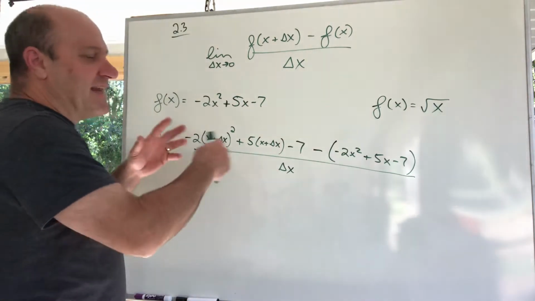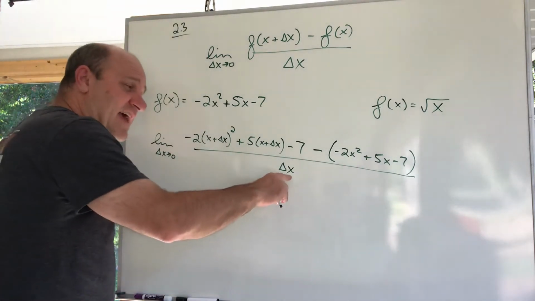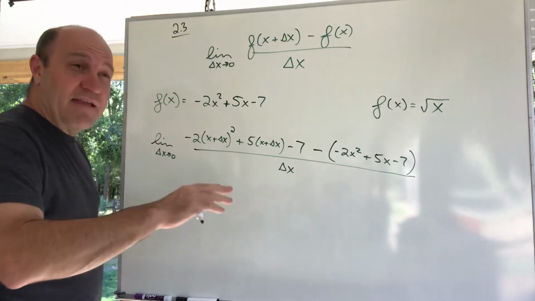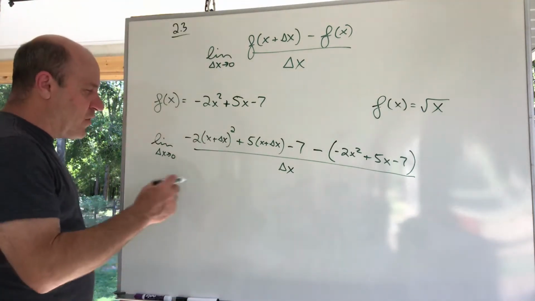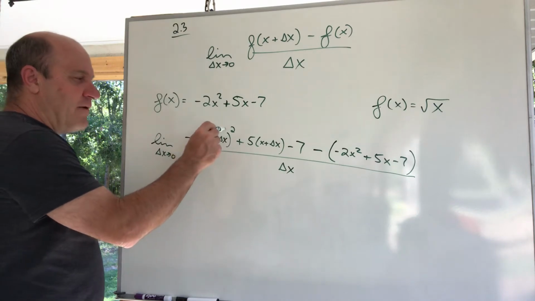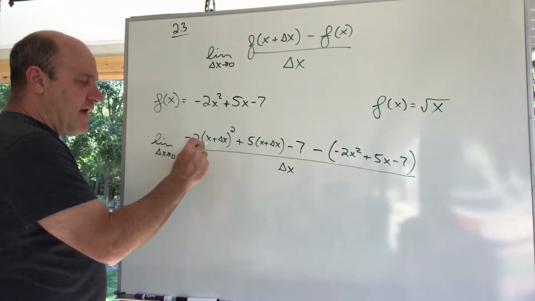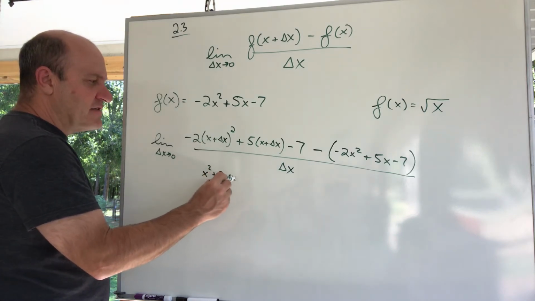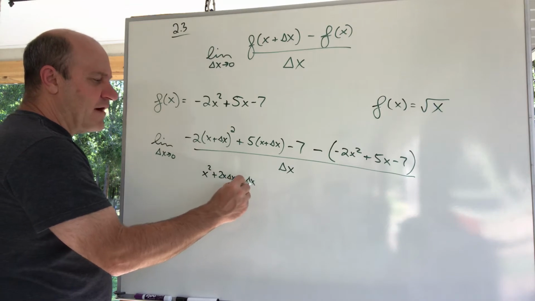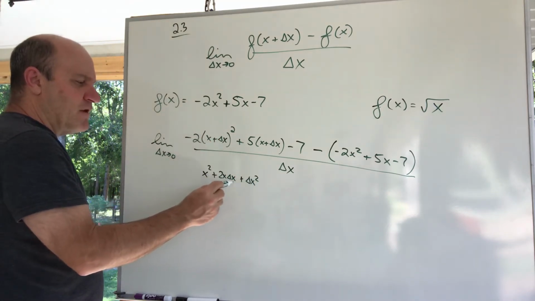What you've got to do is clean this all up, and a lot of stuff cancels. Eventually, this delta x is going to cancel, and then you can do the limit. So it takes algebra, of course. I'm going to FOIL this binomial, and you get x squared plus 2x delta x plus delta x squared. That's what happens when you FOIL a binomial. You get that middle term.